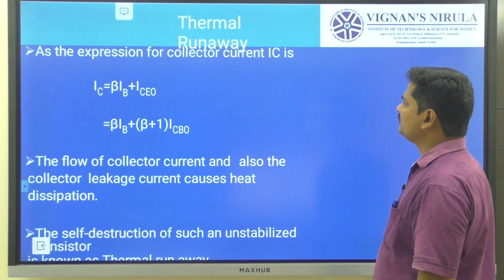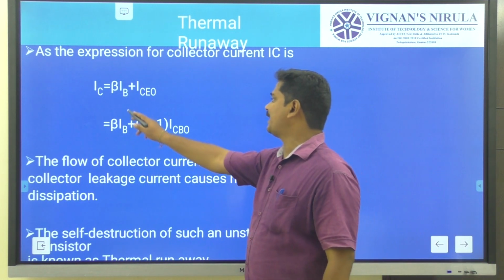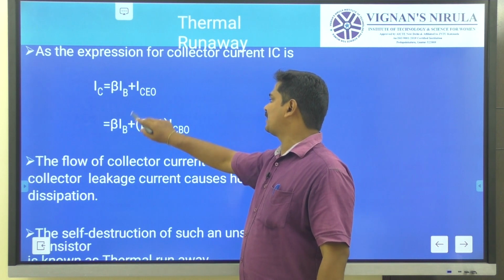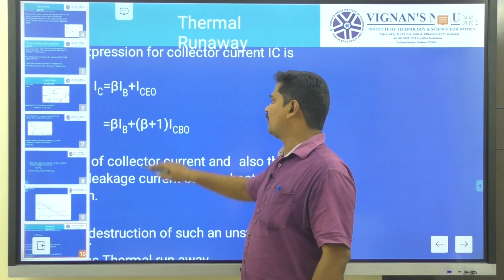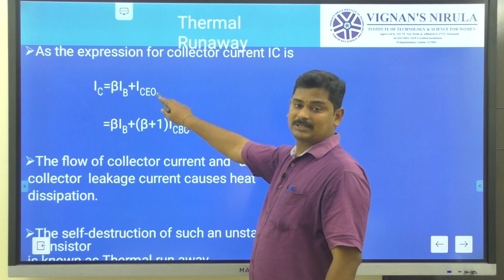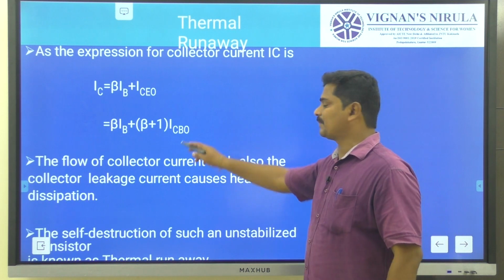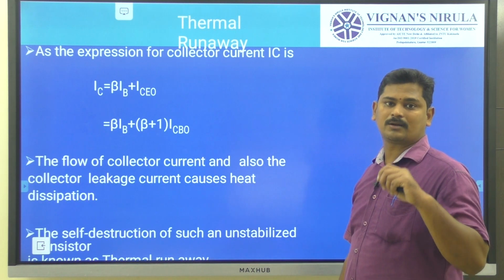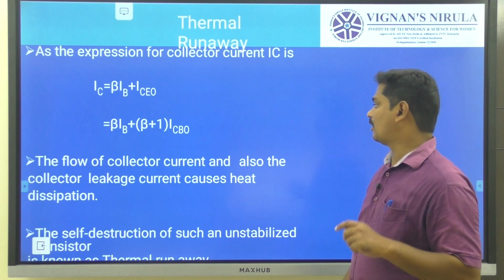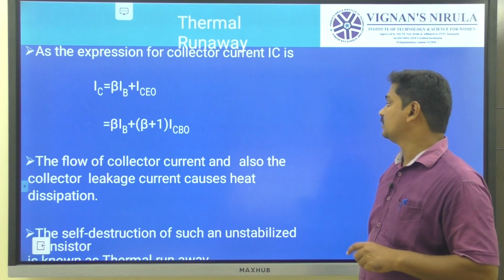So next one, the thermal runaway. We can write that the collector current is equal to beta into IB plus ICO. Here beta is the amplification factor, and ICO is equal to (1 plus beta) into ICBO. Both are reverse saturation currents. ICBO is taken in the common base configuration, and ICEO in the common emitter configuration, and the relation between ICEO and ICBO is (1 plus beta) into ICBO.